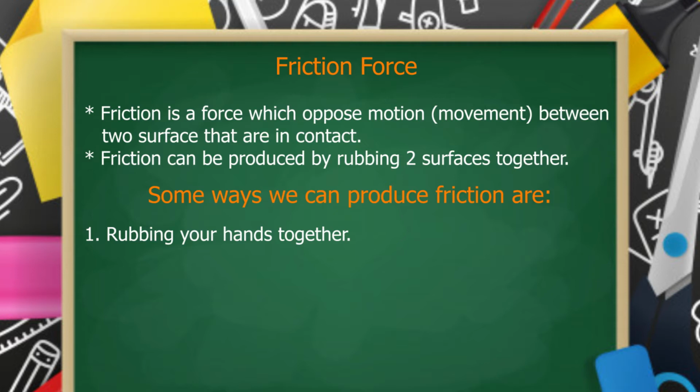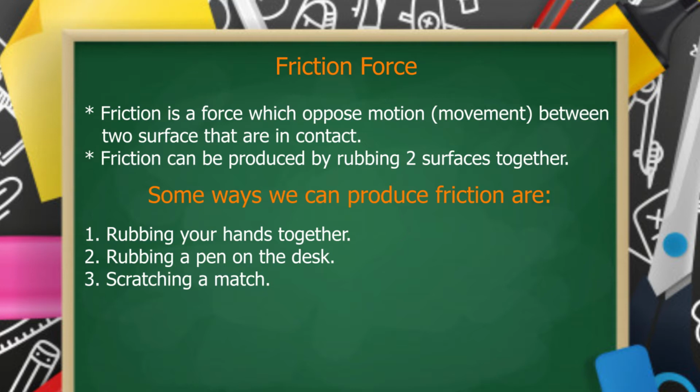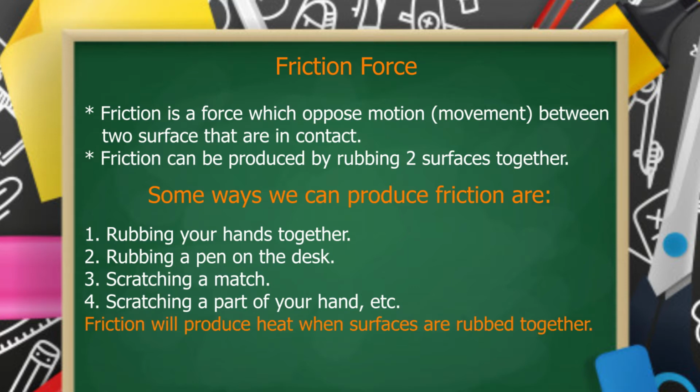Examples of some ways how we can produce friction are by rubbing our hands together, rubbing the pen on the desk, scratching a match, scratching a part of your hand, etc. Friction will produce heat when surfaces are rubbed together.